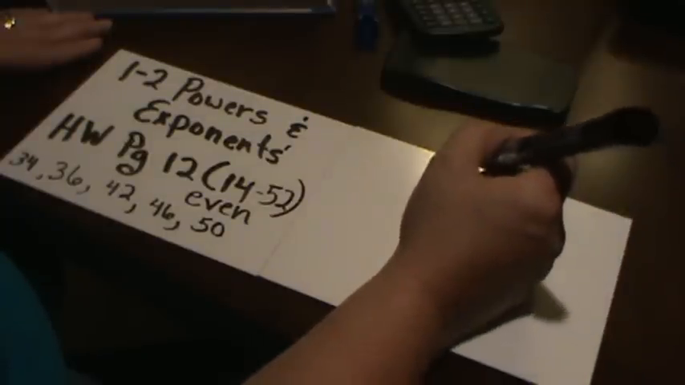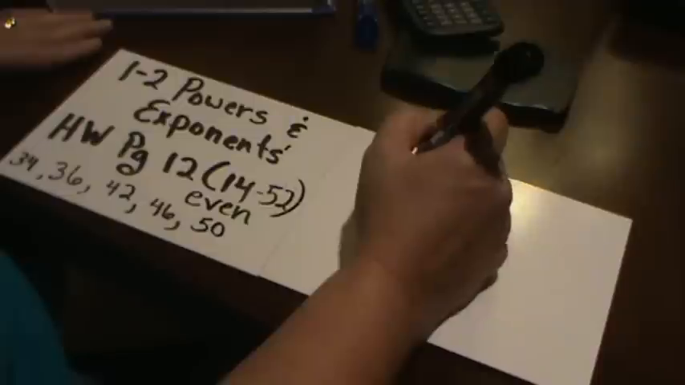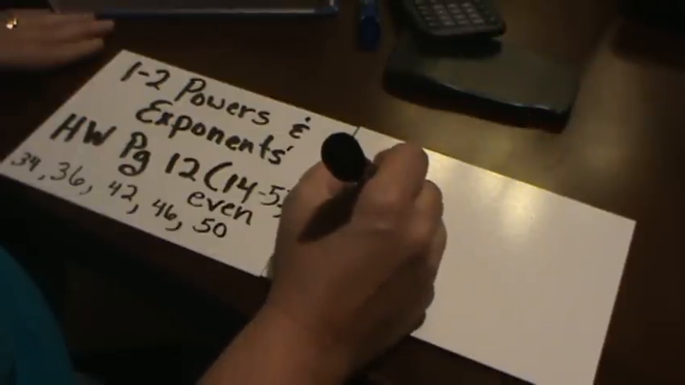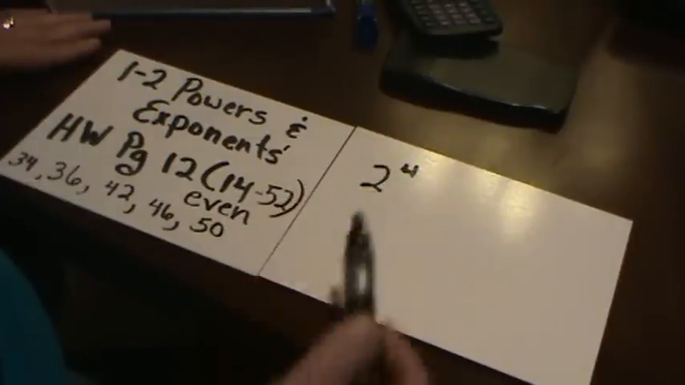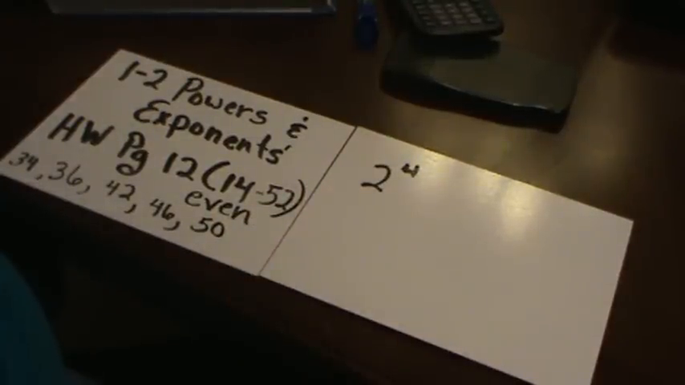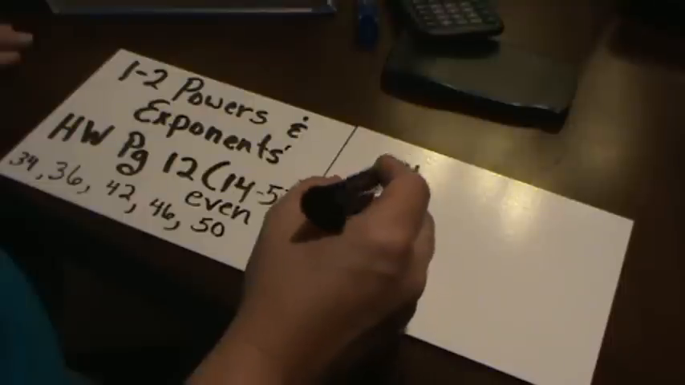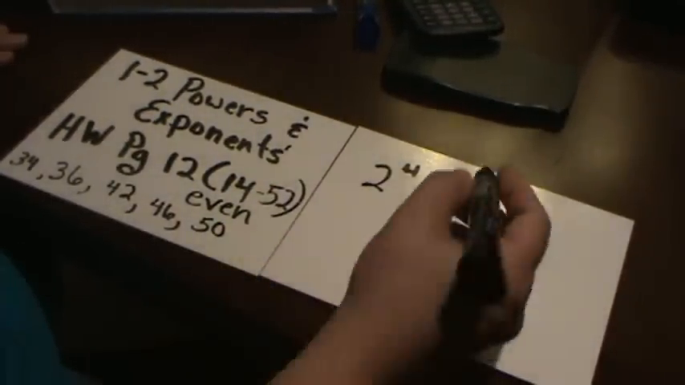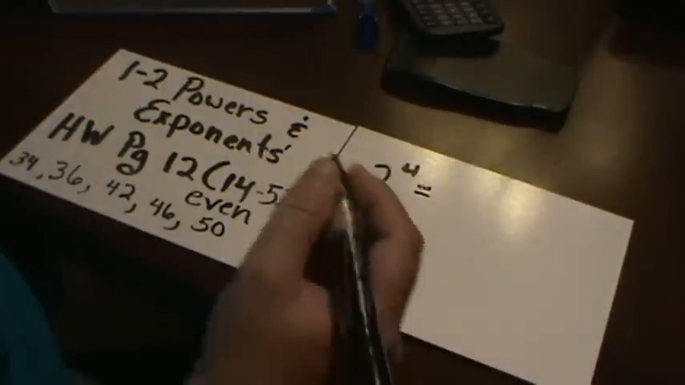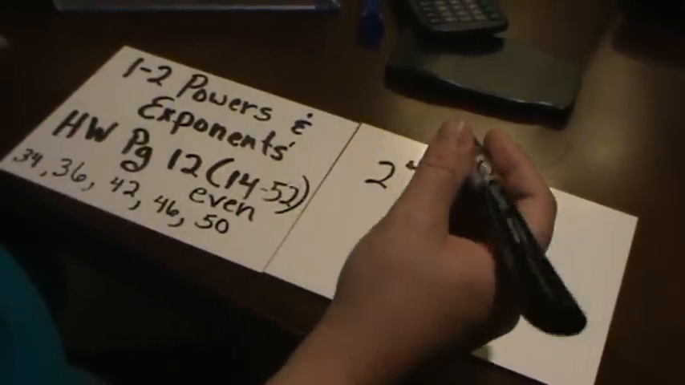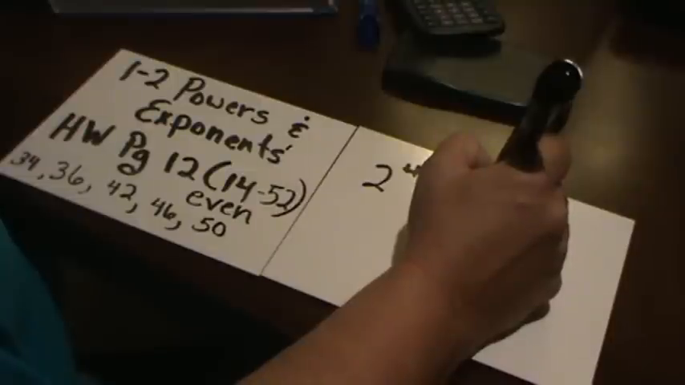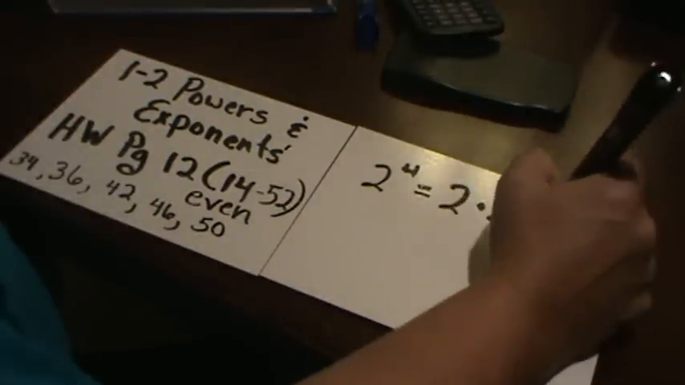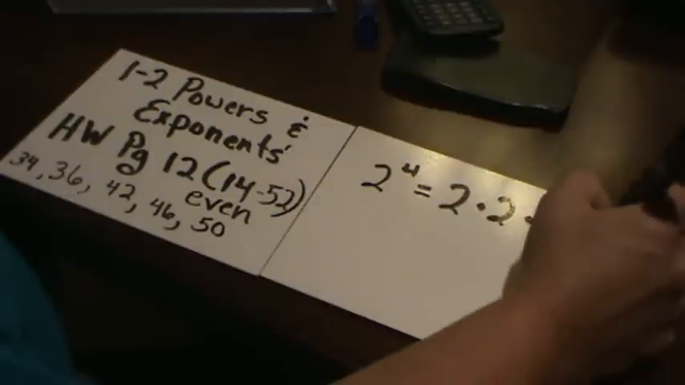The first thing that I want to review is if you have, for instance, 2 to the 4th power. 2 is the base and 4 would be what we would call the exponent. And if I wanted to write it in a different way, the way that it is now is called exponential form. But sometimes the directions will tell me to write it in standard form. And if I was going to do that, I would simply write 2 times 2 times 2 times 2.